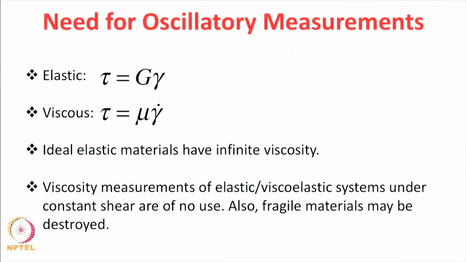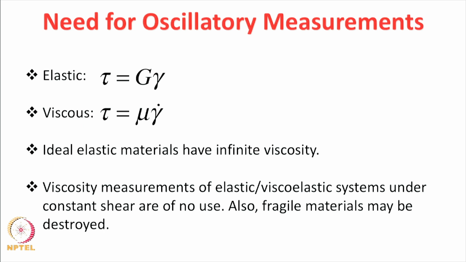Just to re-emphasize, for tracking elastic behavior, we have the expression tau is equal to G gamma, where gamma is the shear strain, tau is the shear stress, and G is the shear modulus of elasticity. For a liquid, you have Newton's law of viscosity, which says that tau is equal to mu gamma dot. So it is not the shear, but the shear rate that matters, and mu is the coefficient of viscosity.